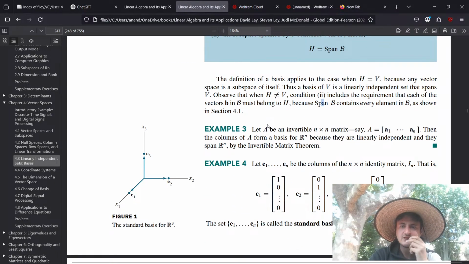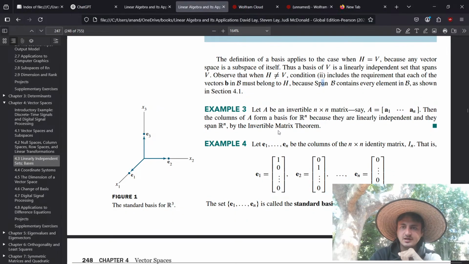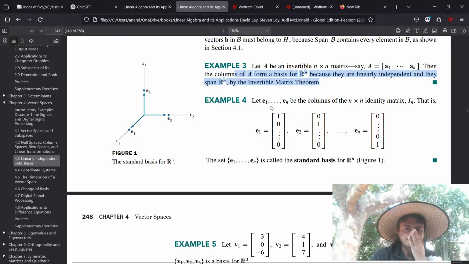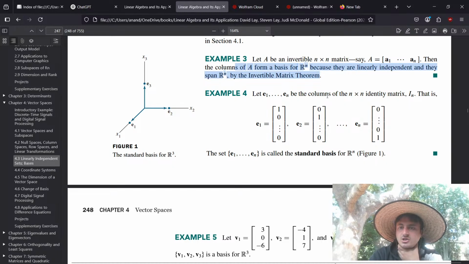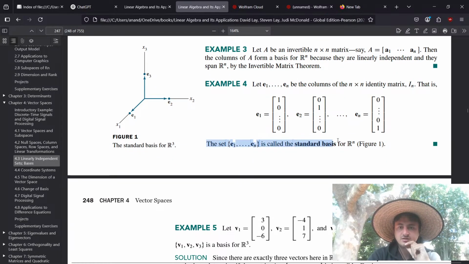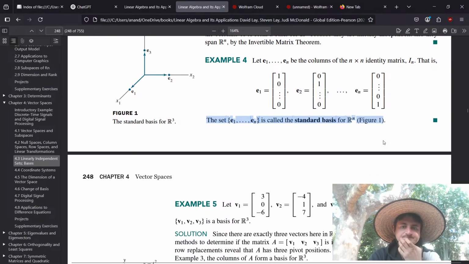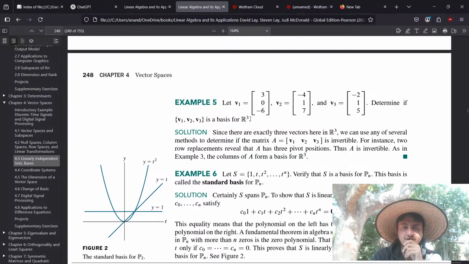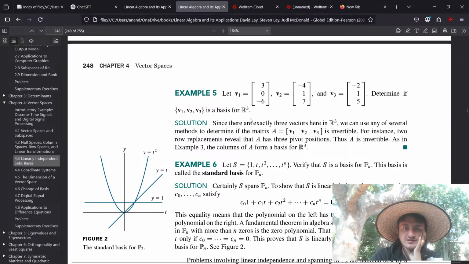All right. Let A be an invertible n by n matrix. Then the columns of A form a basis for Rn because they are linearly independent and they span Rn by the Invertible Matrix Theorem. Okay, that's a simple example. Let e1 through en be the columns of the n by n identity matrix. The set of columns is called the standard basis for Rn. Okay, example 5. Determine if these vectors are a basis.